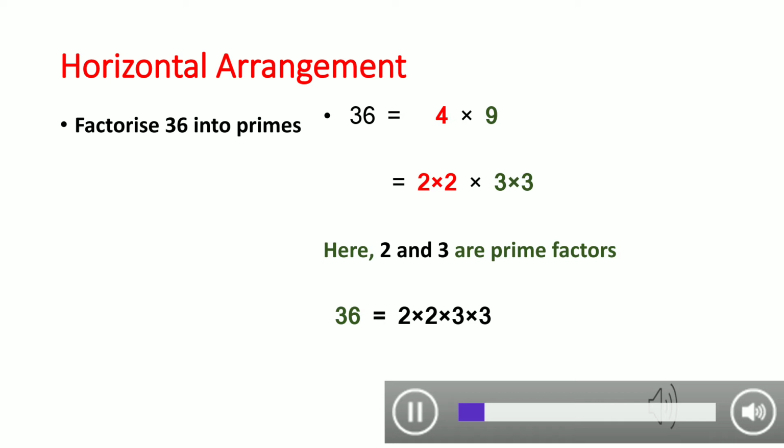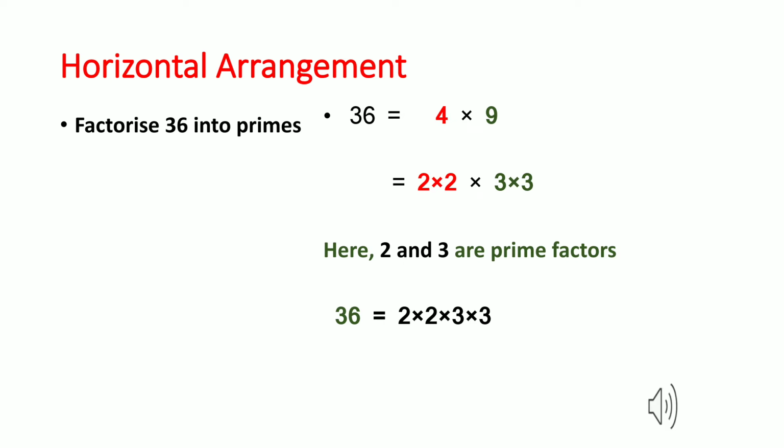Now we see horizontal arrangement. Factorize 36 into primes. 36 is equal to 4 into 9. 4 is composite number. We factorize it into 2 into 2. 9 is also composite number. So we factorize it 3 into 3.